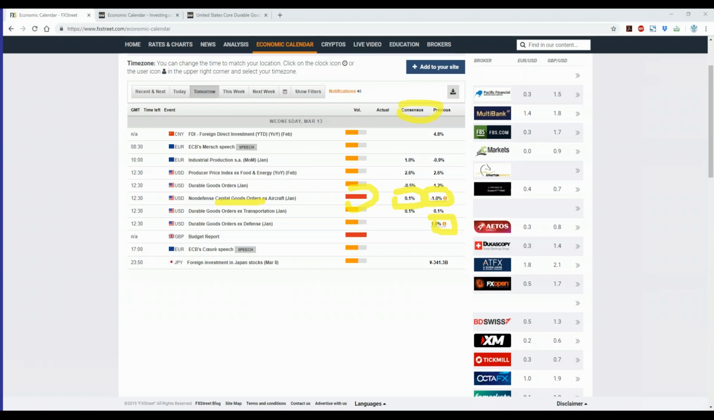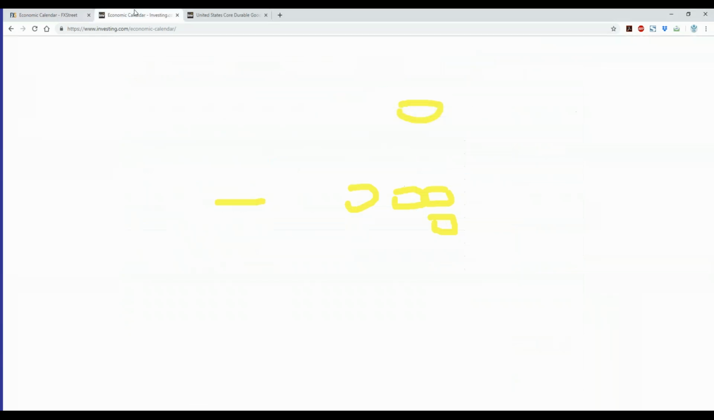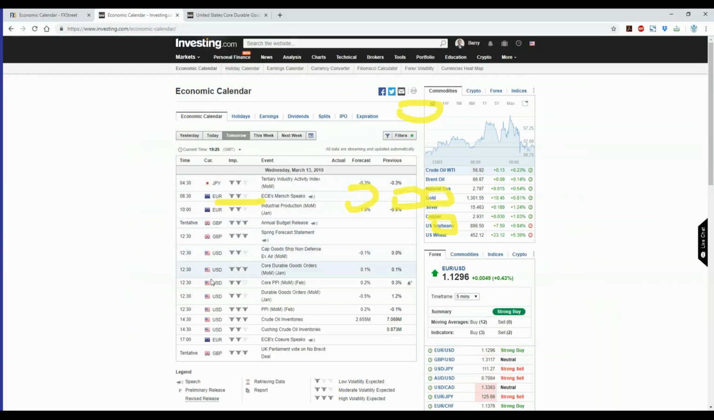Okay. And if we go over to the one from investing.com, okay, we see the same 0.1%. Okay. Now, if we notice on investing.com, they haven't posted the revision upward. So they're still at the 0.1%. Because in most cases, the revisions are posted when the data is actually released.